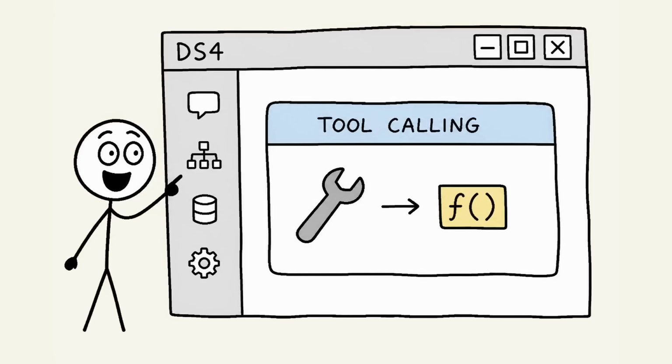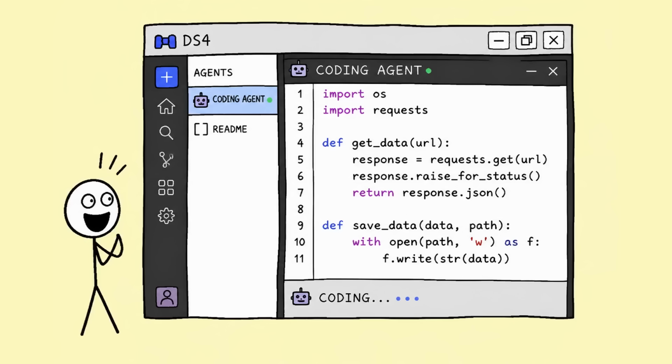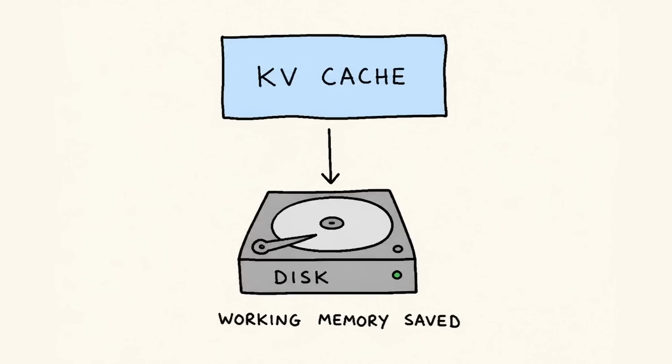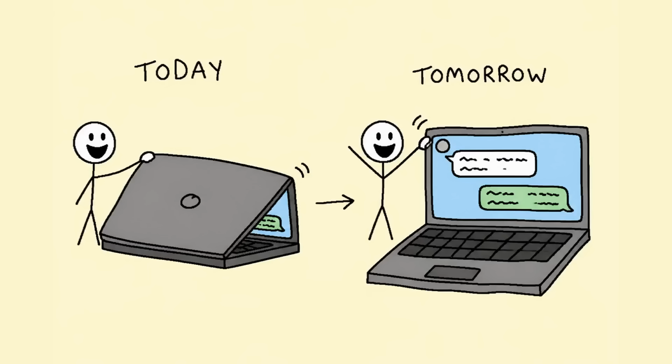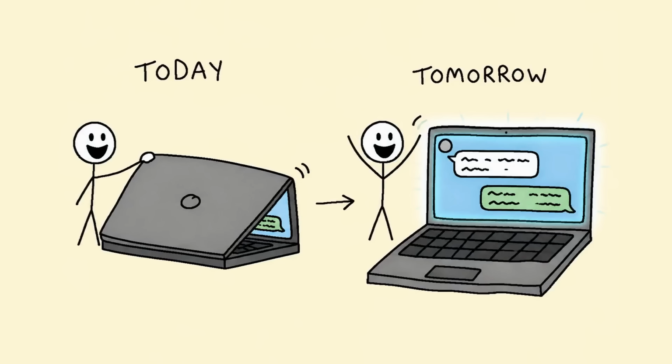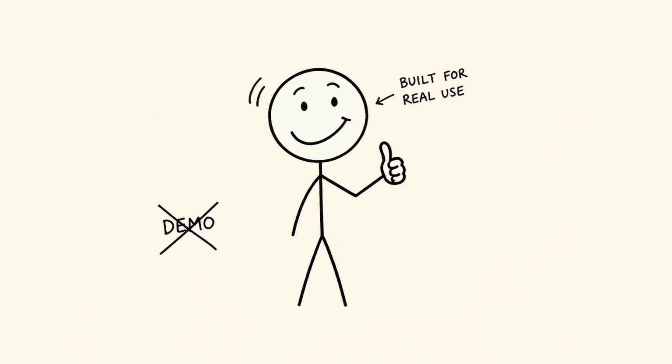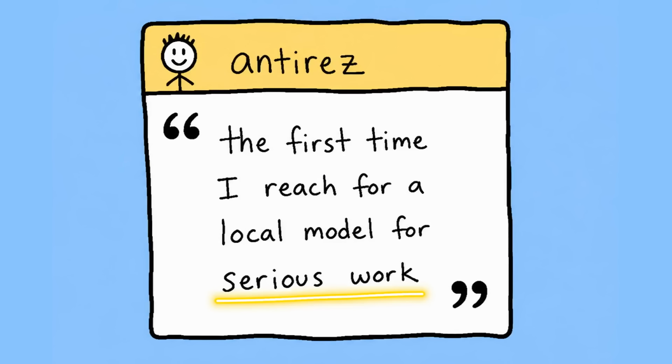It's got tool calling, it's got a built-in coding agent, and it's got this disk-persisted KV cache, which means the model's working memory of a conversation survives across sessions. So you close the laptop, come back tomorrow, the context's still there. That's the kind of detail that tells you a serious engineer built this for actual use, not for a demo.